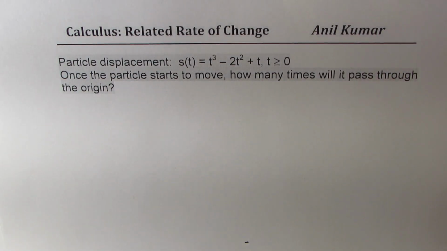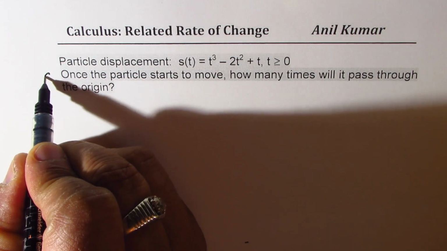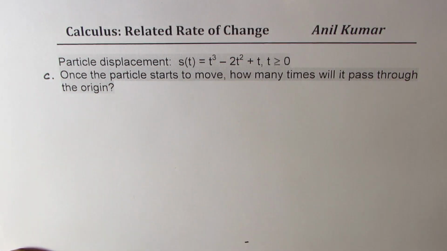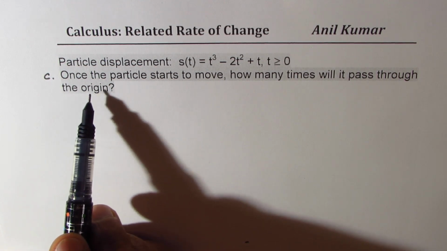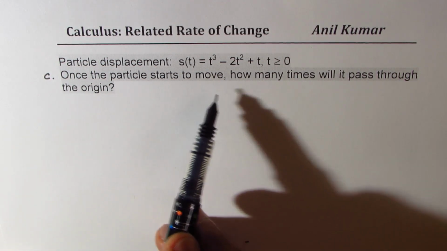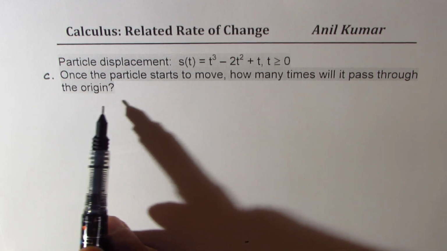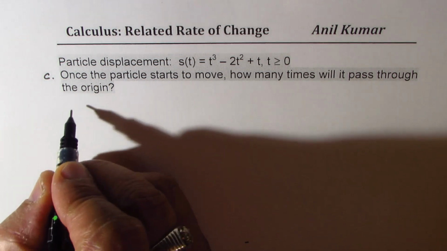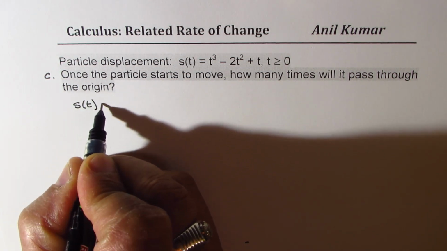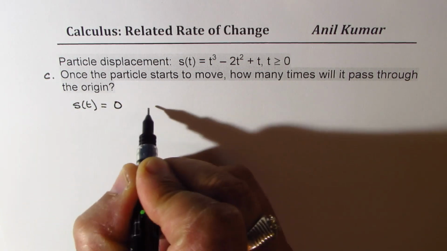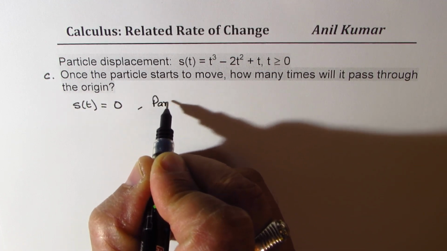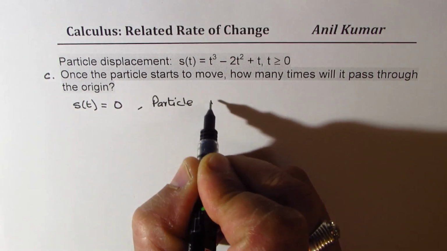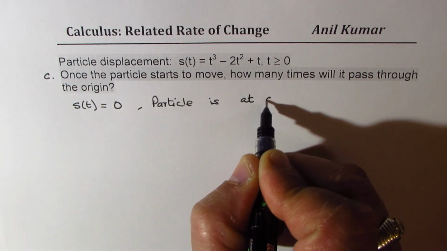Now let's look into part C. We are given that the displacement is t cube minus 2t square plus t, where t is greater than or equal to 0. The question is, once the particle starts to move, how many times will it pass through the origin? So origin means the point when displacement s of t equals 0. That means the particle is at the origin, right?